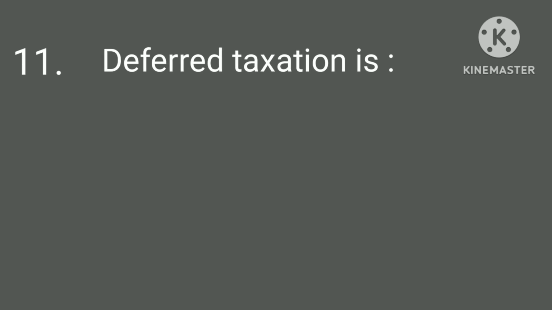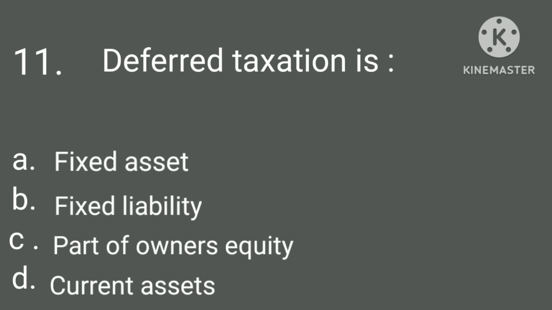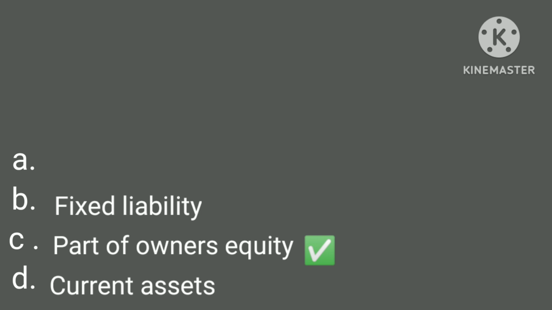Next MCQ: deferred taxation is option A fixed asset, option B fixed liability, option C part of owner's equity, and option D current assets. The correct answer is option C part of owner's equity.